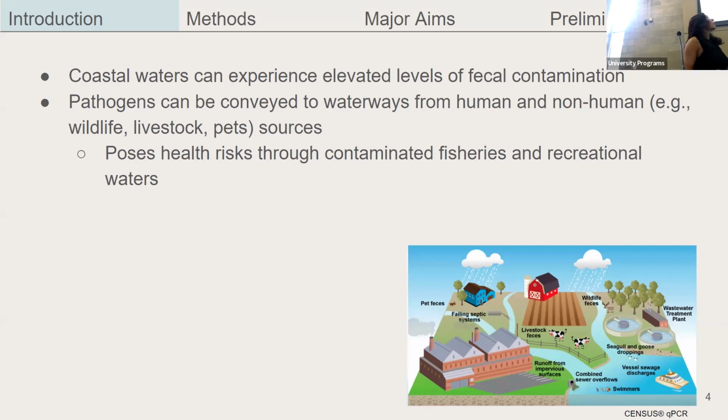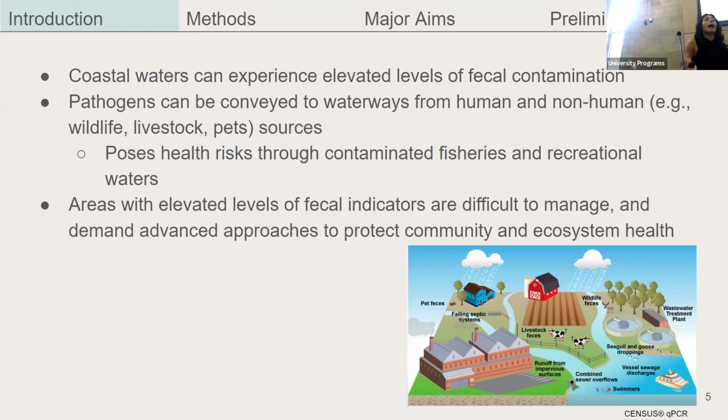And this poses human health risks through contaminated fisheries, so like your filter feeding organisms like your oysters, as well as your recreational waters. So it's not uncommon to see beach closures because of high levels of fecal indicators. And this is because you don't want to ingest those pathogens. So whether it be because you're eating the contaminated fishery or you have like a wound and you're going in the water and it's going through your membrane.